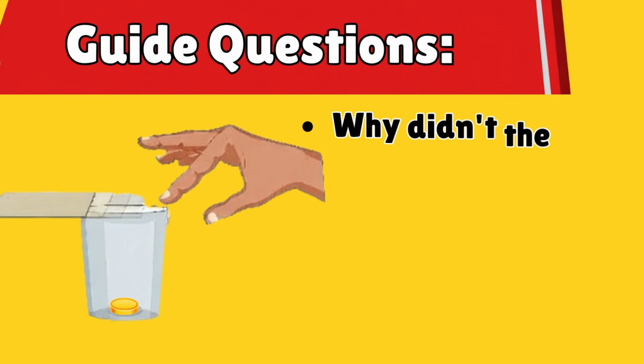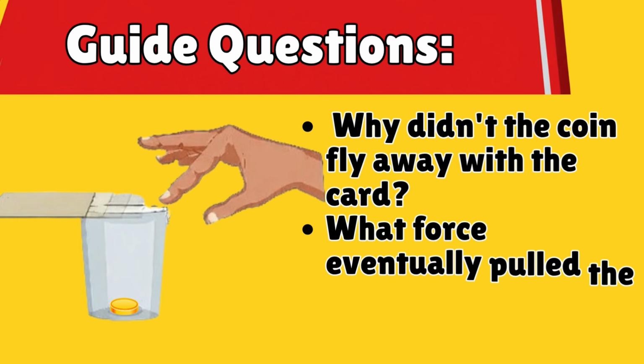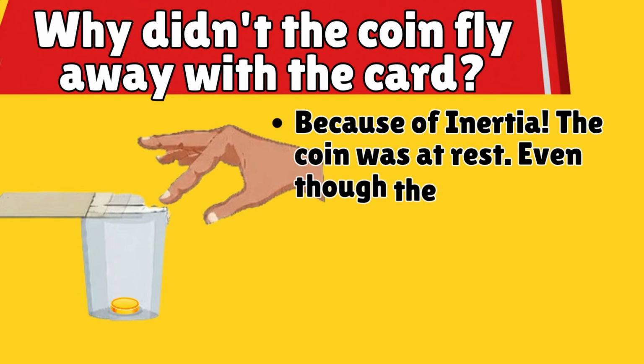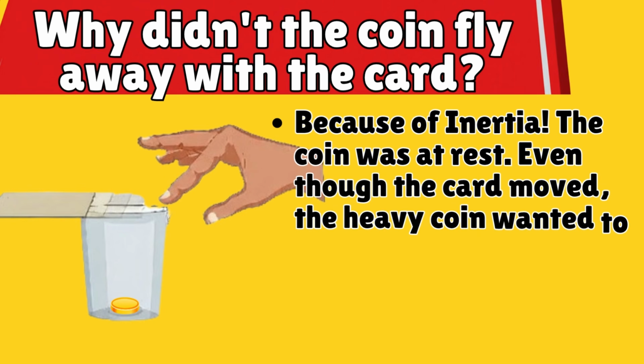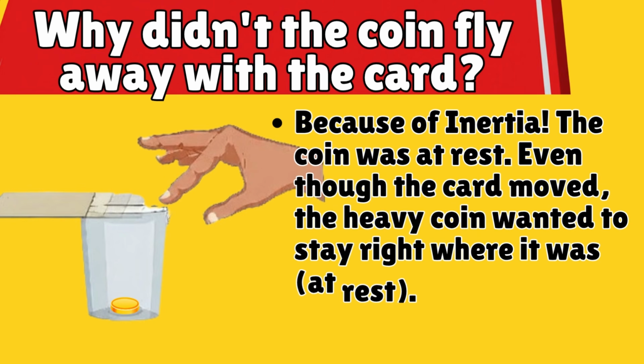Guide questions. Why didn't the coin fly away with the card? Another question, what force eventually pulled the coin down into the glass? Now for the answer key. Why didn't the coin fly away with the card when you flick it? The answer is because of inertia.